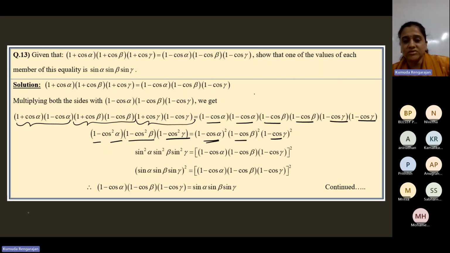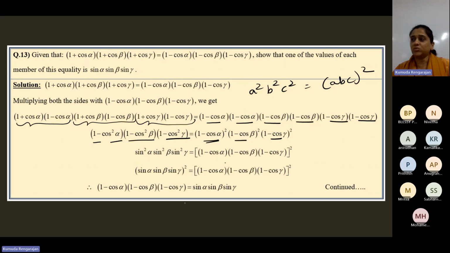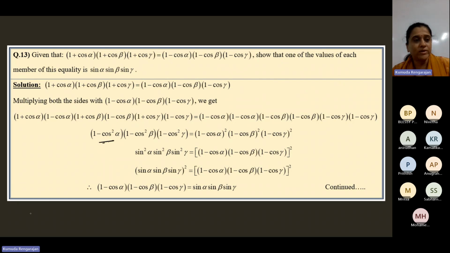So this a square, b square, c square can be written as abc the whole square. That's what in the next step: 1 minus cos alpha into 1 minus cos beta into 1 minus cos gamma, the whole square. In the next step, what's happening on the left hand side? Left hand side, this one by the identity is sine square alpha, sine square beta, sine square gamma. So this again is like a square, b square, c square, which can be written as abc the whole square. So sine alpha, sine beta, sine gamma whole square.